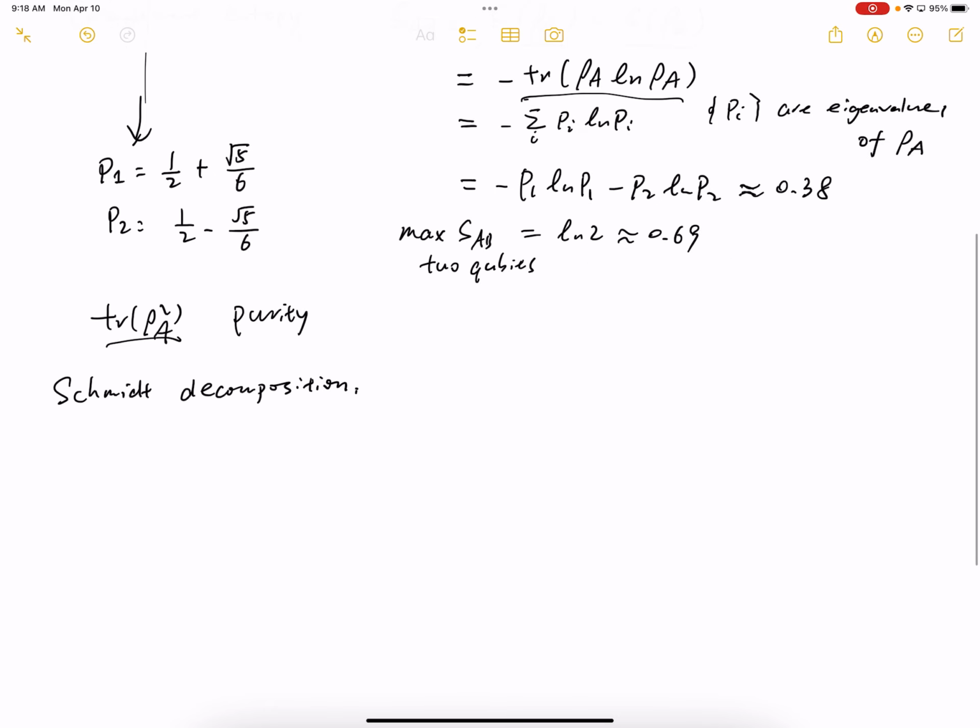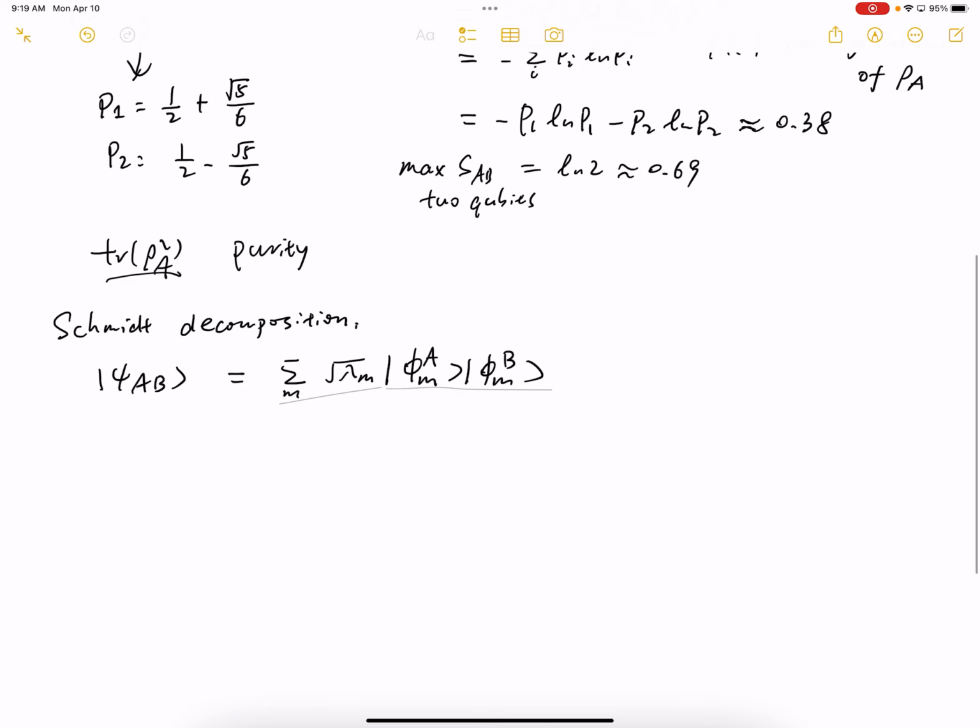The Schmidt decomposition basically says that for any pure state, if you have a many-body system and you partition it into two subsystems A and B, then you can always do a decomposition in the following way. It's equal to the sum over m of the square root of lambda m, times phi m of A, phi m of B.